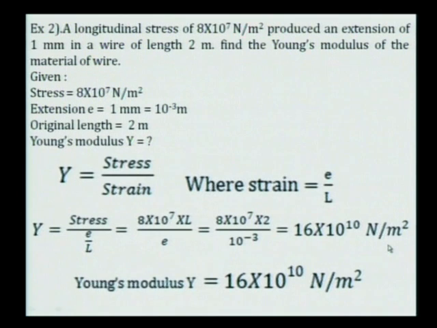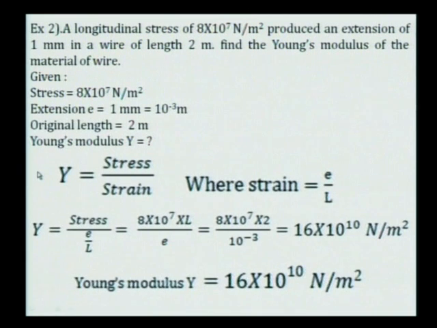Young's modulus. Similarly, you can see the second example in which a longitudinal stress of 8 into 10 to the power 7 Newton per meter square produces an extension of 1 mm in a wire of length 2 meter. What is given? Stress is given, 8 into 10 to the power 7 Newton per meter square. Stress is given and it produces an extension of 1 mm, that is elongation equal to 1 mm, equal to 10 to the power minus 3 meter, of a wire of length 2 meter. Original length of the wire is 2 meter.